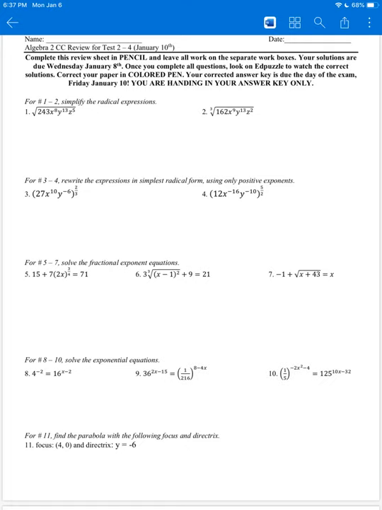All right, this is review for your test 2-4, which is on January 10th. Again, your review sheet, it was due on Wednesday. The colored corrections are due on the day of the test, which is Friday.